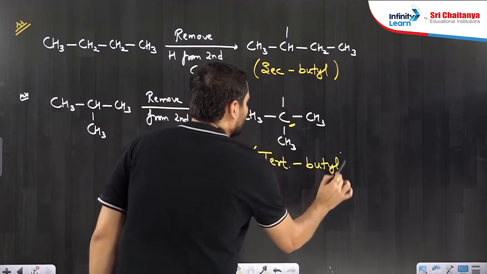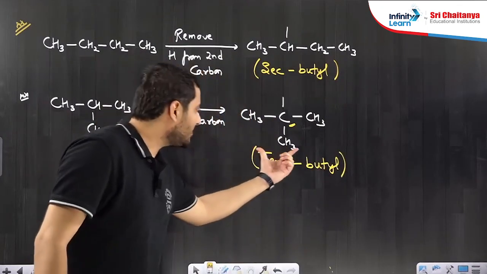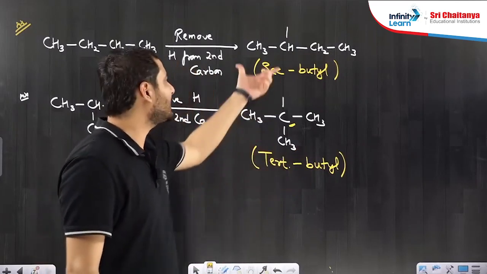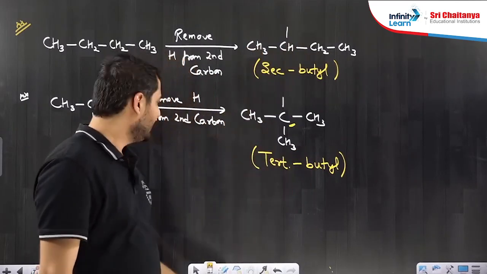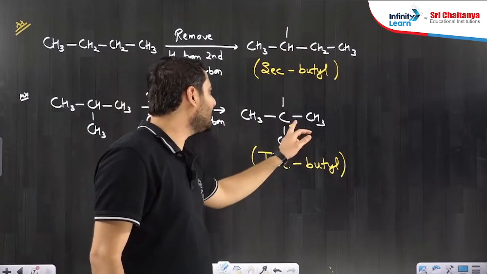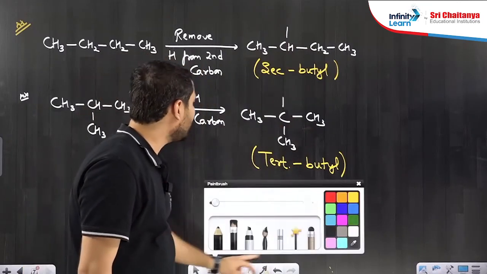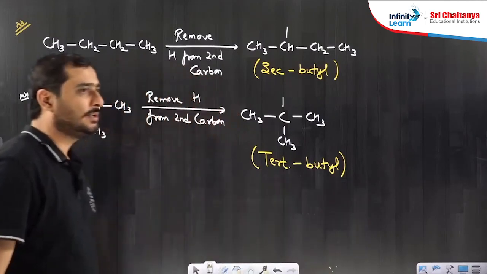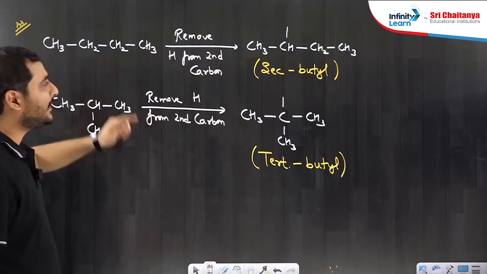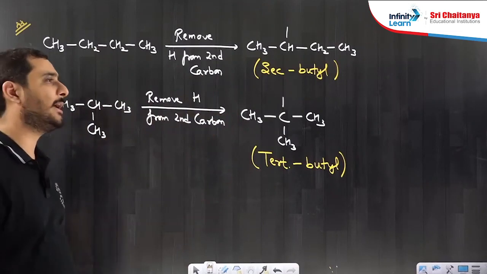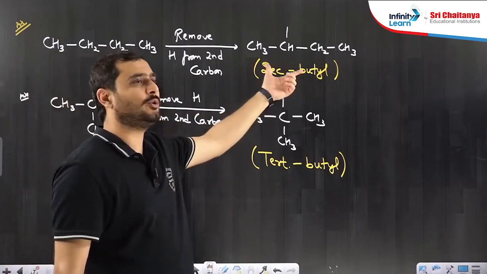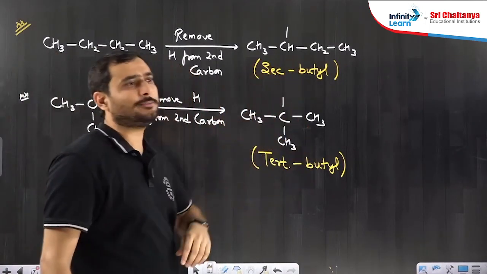So this is the short form for tertiary. This is called tertiary butyl and this is called secondary butyl. Because here hydrogen is removed from which carbon? Tertiary carbon. That's why this is called tertiary butyl. So in the case of butane, there are 2 different alkyl groups named. What is named? One is secondary butyl and one is tertiary butyl.